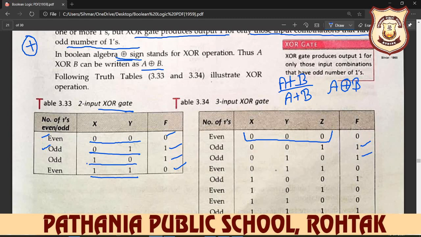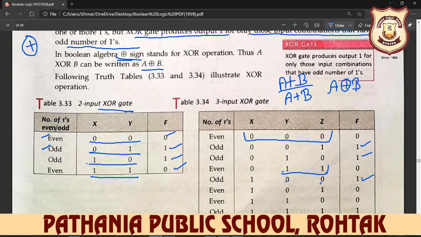But here 0 plus 1 is 1, and 1 plus 1 is 1. So this is your even number here, so write 0 for this. Then 1 plus 0 is 1, and 1 plus 0. So one value is 1 and the second is 0. So this is an odd number, so write 1 here.